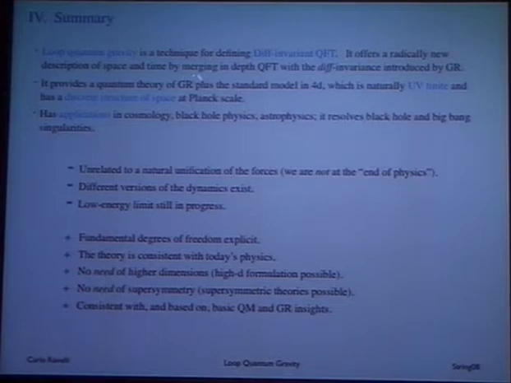There is a definition of a quantum theory of general relativity plus the standard model in 4 dimensions. It's naturally ultraviolet finite, and it has, in the sense I've said, a discrete structure at the Planck scale. There are applications in cosmology, black hole physics, which I mentioned, astrophysics, which I did not mention, and a way of addressing the problem of the black hole singularities and the cosmological singularities.